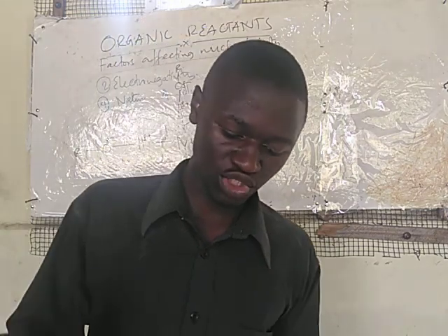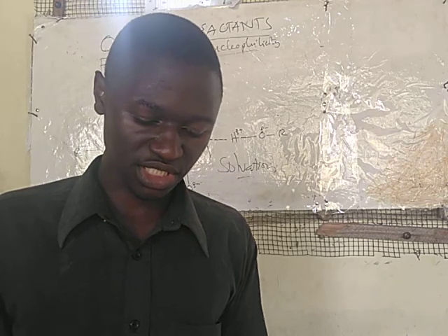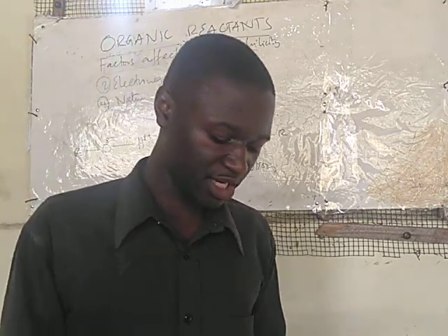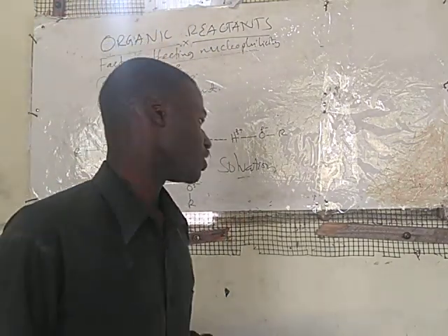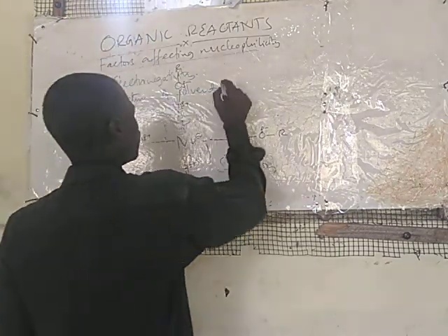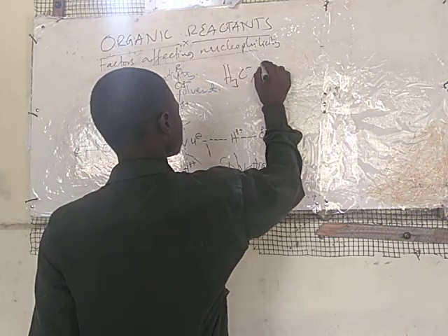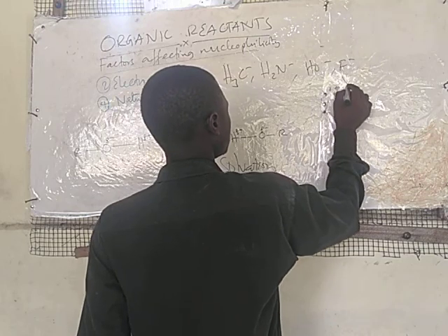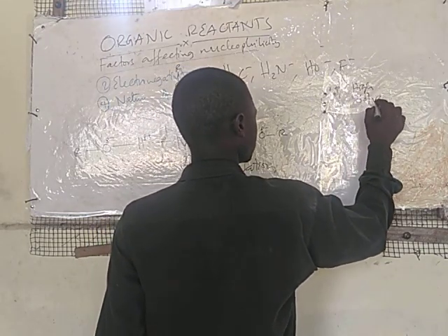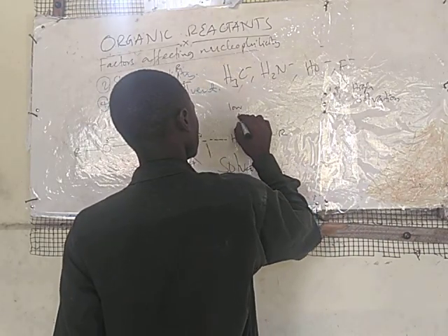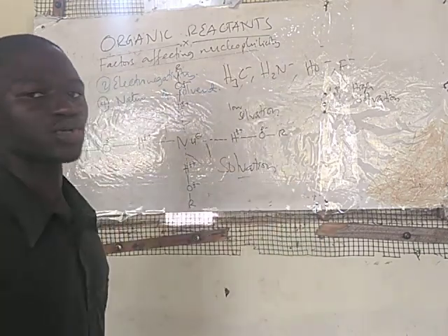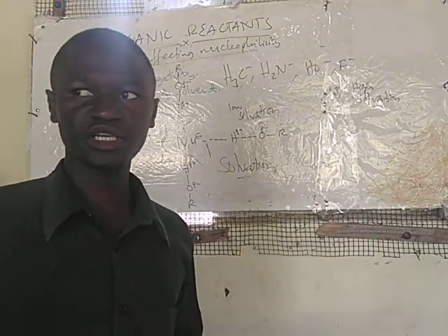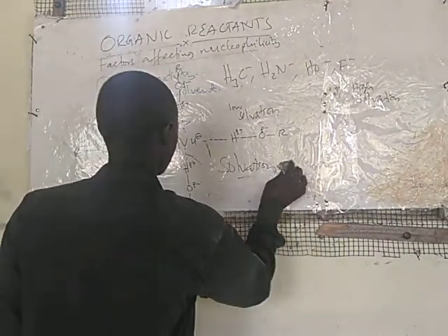Furthermore, because the charge on small anions is more concentrated, small anions are more tightly solvated than large anions, and hence they become less nucleophilic as their lone pairs become less accessible to the electrophile as a result of solvation. For example, we have H3C, H2N, HO, and F. Among these, the small one will have high solvation, and the large one will have low solvation. This is because the charge on that small atom makes it very easy to attract the solvent and associate with it.